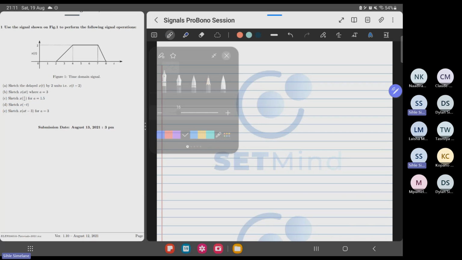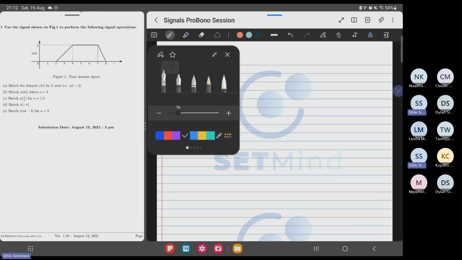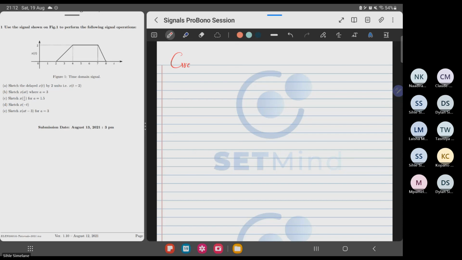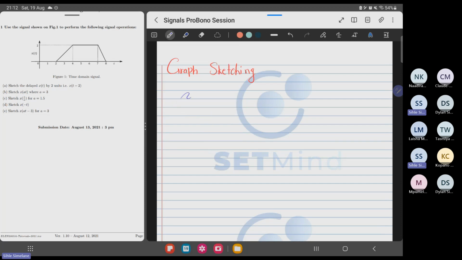So if you look at the graph, they are saying this graph is described by x of t. So the first thing they're expecting you to do is find the equation for x of t, and then we delay it by time t. So I'll come here and say graph sketching. If you look at what is going on, let me quickly draw a rough sketch so that I am able to choose what is going on from my side.